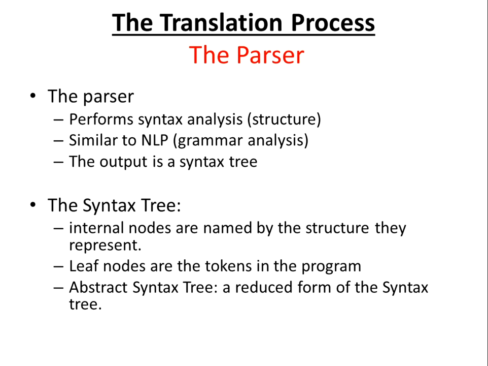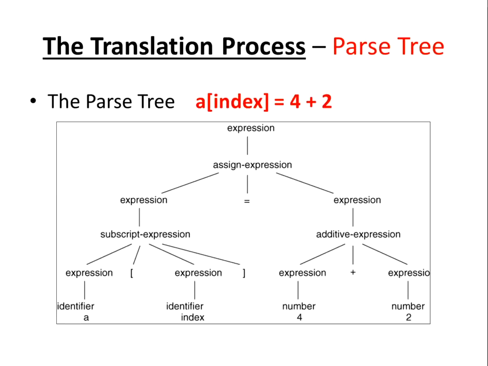The syntax tree, so the output of the parser is the syntax tree or parse tree. Internal nodes are named by the structure they represent. Leaf nodes are tokens of the program. Abstract syntax trees are reduced from the syntax tree. So this is the parse tree for the previous instruction, which is a[index] = 4 + 2.